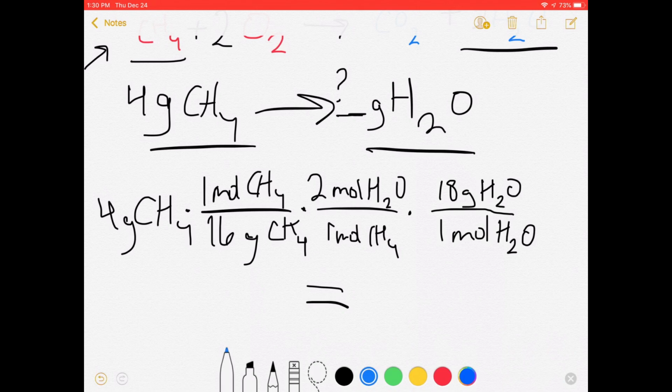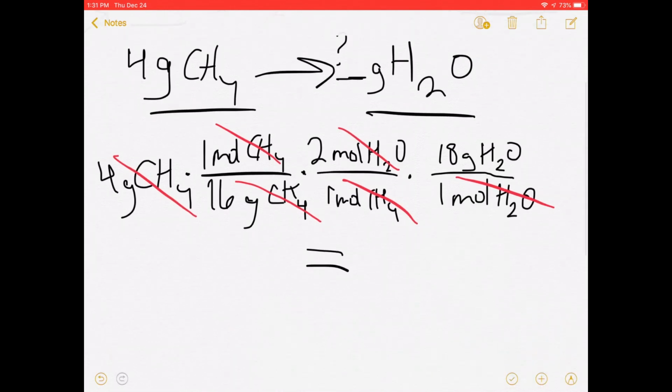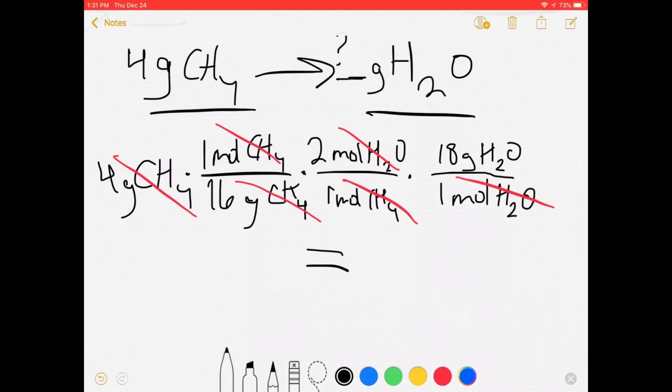So when I multiply, starting with 4 grams of CH4, I see that right here, the grams of CH4 cancels out with the grams of CH4 that I wrote down below. Next, I can see that the moles of CH4 also cancels out with the moles of CH4 that I wrote down here. And finally, the mole of H2O cancels out with this unit, mole of H2O, below. And next, all I'm left with is grams of H2O, which is exactly what we want right here.